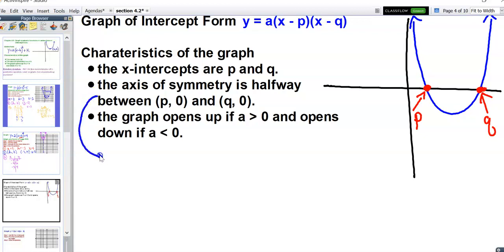So to find the axis of symmetry, it's going to be the equation x equals p plus q divided by 2. We're going to use that midpoint formula that we learned in geometry. The graph will be smiling or opening up if a is greater than 0, and it will be frowning or opening down if a is less than 0.